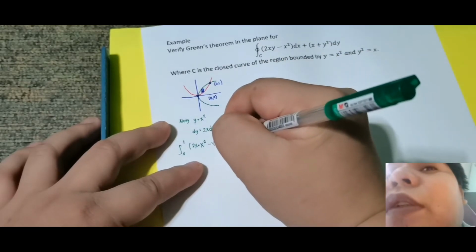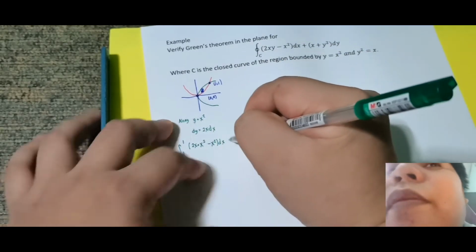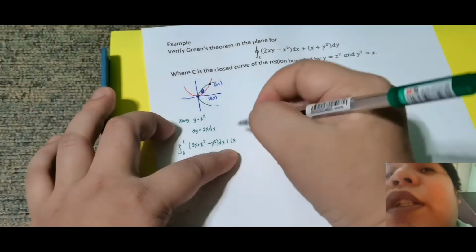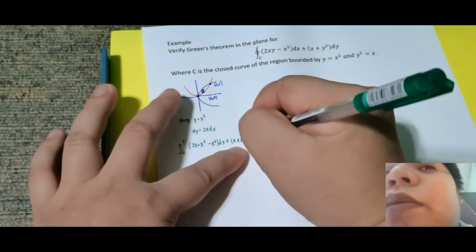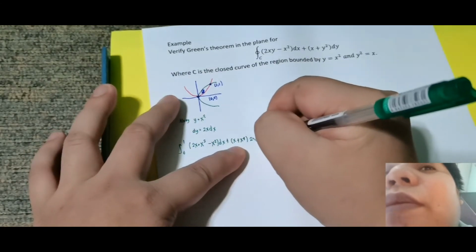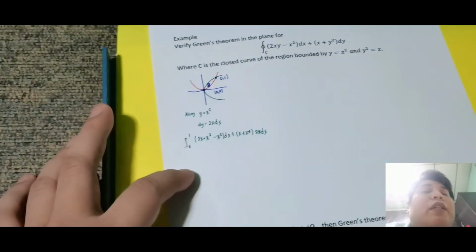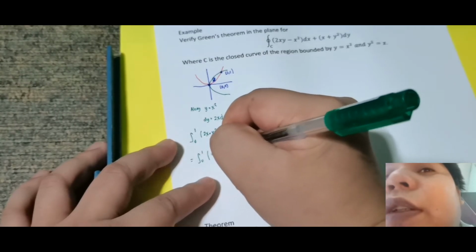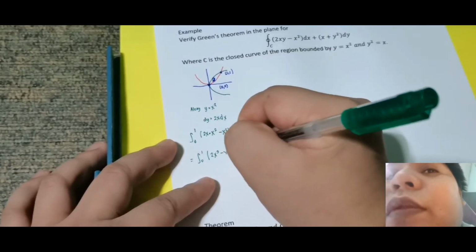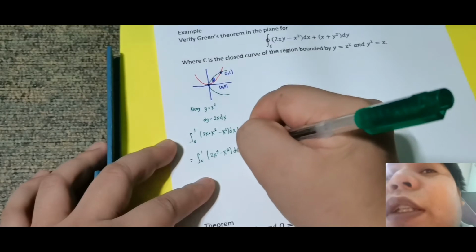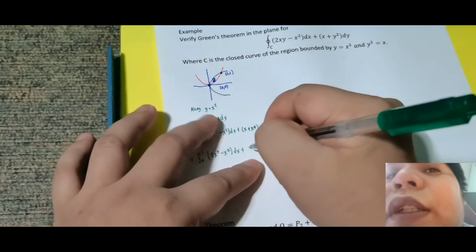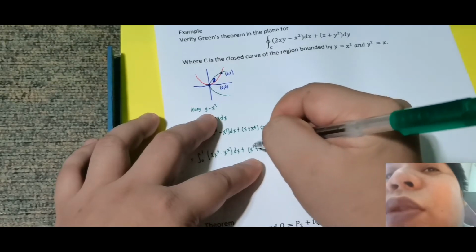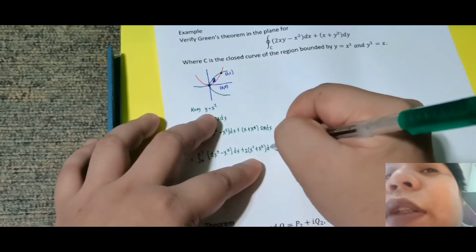Okay, minus x squared, then dx plus x, then y squared. So y squared is x to the fourth, then dy, that is 2x dx. Okay, then let's simplify further. This is equal to the integral from 0 to 1 of 2x cubed minus x squared dx plus x squared plus x raised to 5. Then there's also a 2, sorry, there's a 2, then dx.